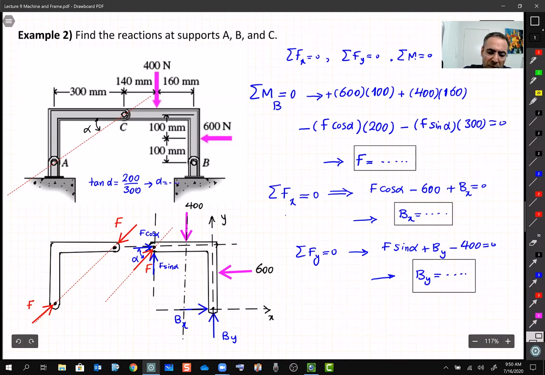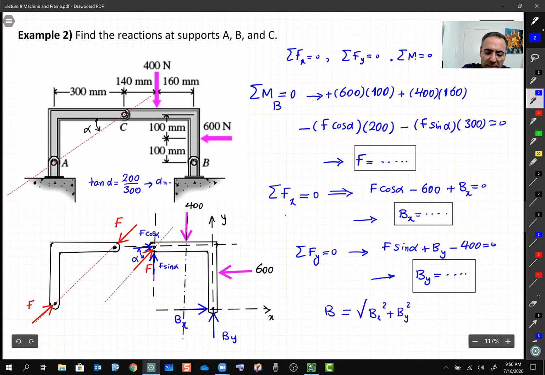And remember, when you have a joint like B, which has Bx and By, you have to find the total B, which is the square root of Bx squared plus By squared. So you need to find out this force B, because when you design this joint, or bolt, you need to calculate the stresses here in joint B. So you need to know the force here. All right? Any question?